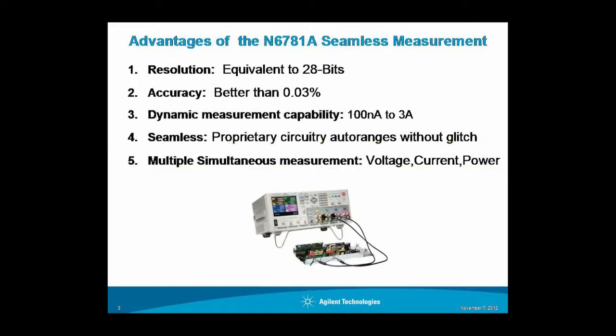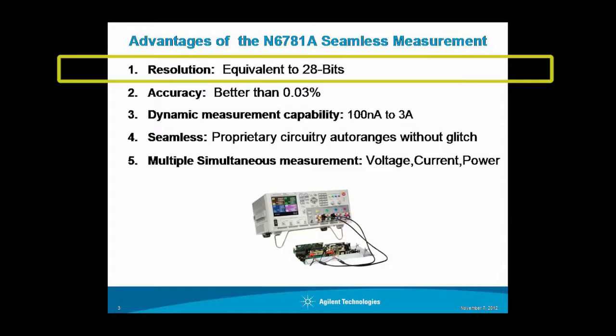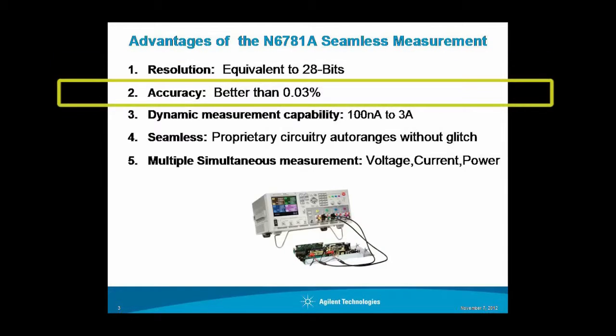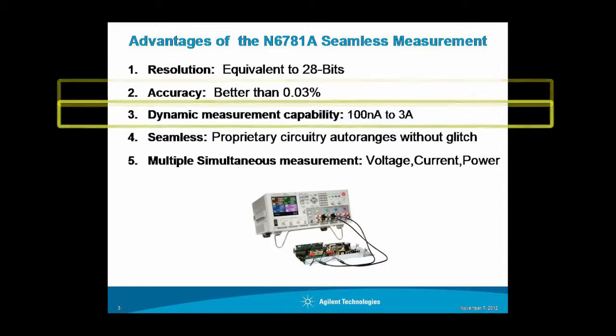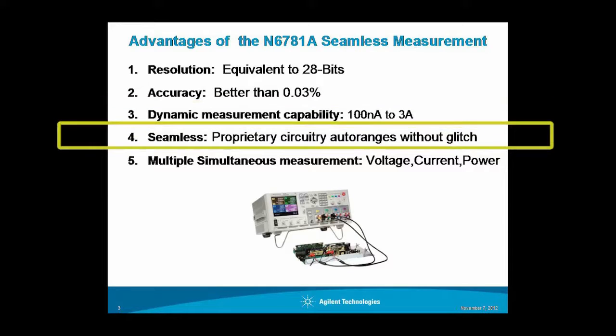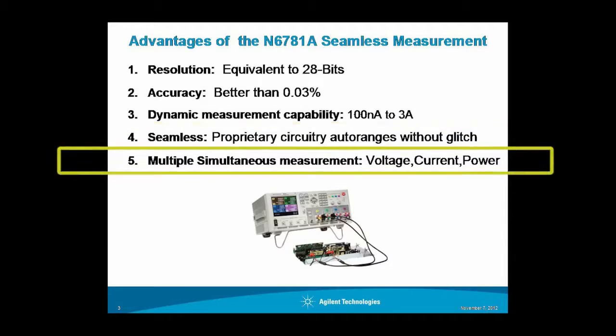The advantages of the N6781 seamless measurement: it has a resolution equivalent to 28 bits. It also has an accuracy better than 0.03%. The dynamic current measurement capability of this product is 100 nanoamps to 3 amps. It has the seamless, what we are calling a proprietary circuit, auto ranges without any glitching occurring to the measurement. It also has a multiple simultaneous measurement capability, so you could measure voltage, current, and power, and get a lot of detail in that analysis from the waveform.